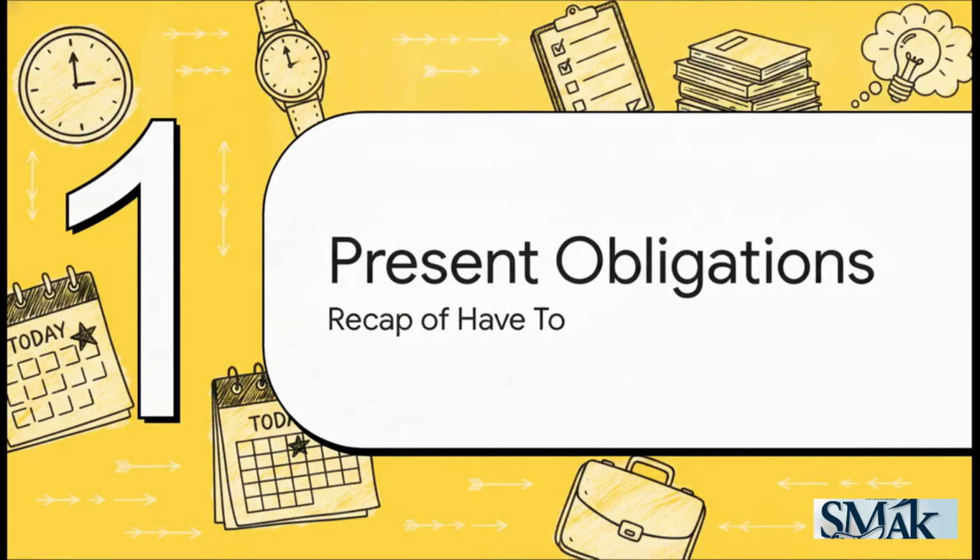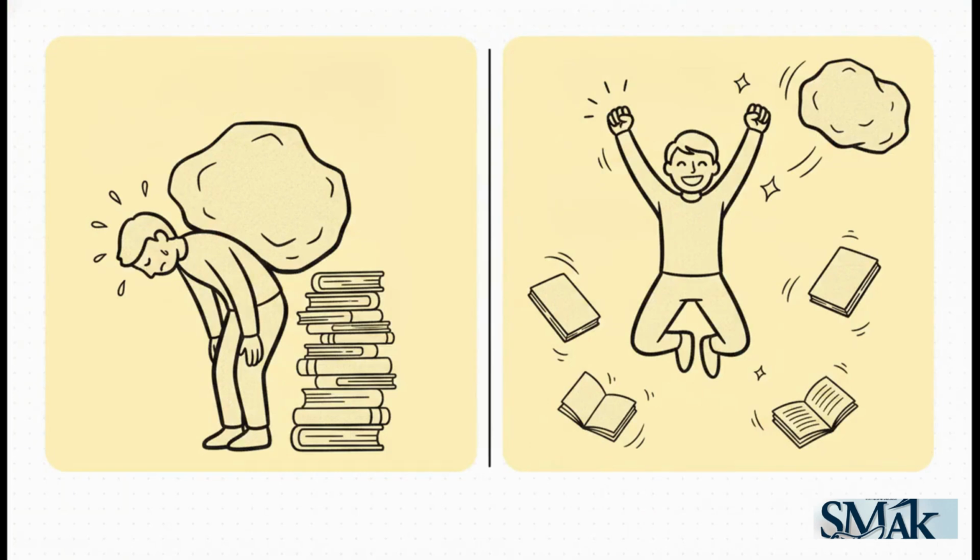Section 1, Present Obligations Recap. Okay, so think of your present reality as a strict binary when it comes to obligations. Basically, if your boss is standing right over you handing you a massive project, you've got a direct requirement. We use have to or has to for this, like I have to study or she has to study. But the very second you clock out of work or finish your classes, boom, that obligation completely vanishes.